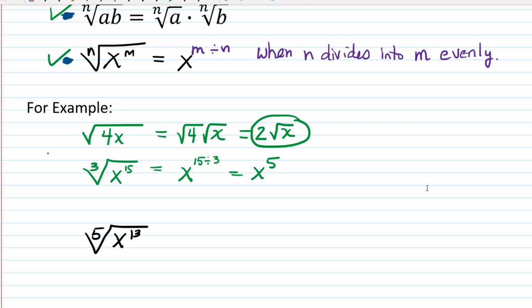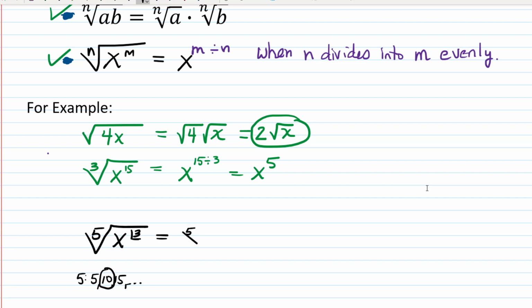So for example, here we have the 5th root of x to the 13th. I can't divide 13 by 5, but I do know that I can break apart radicals into separate pieces. So I'm going to think about this power of 13 is higher than 5. What multiple of 5 is the biggest multiple less than 13? Well, the multiples of 5 are 5, 10, 15, and so on. The biggest one that's less than 13 is 10.